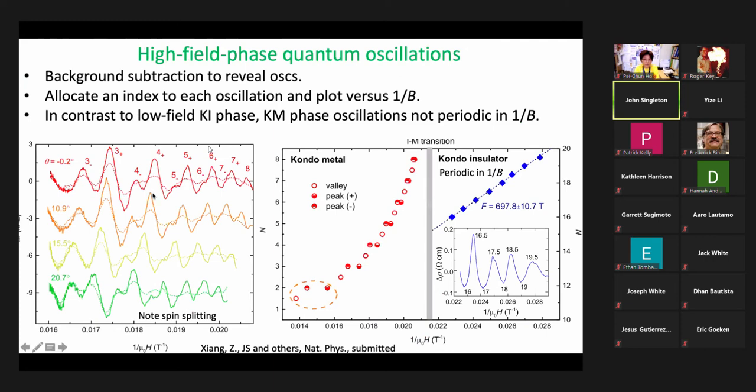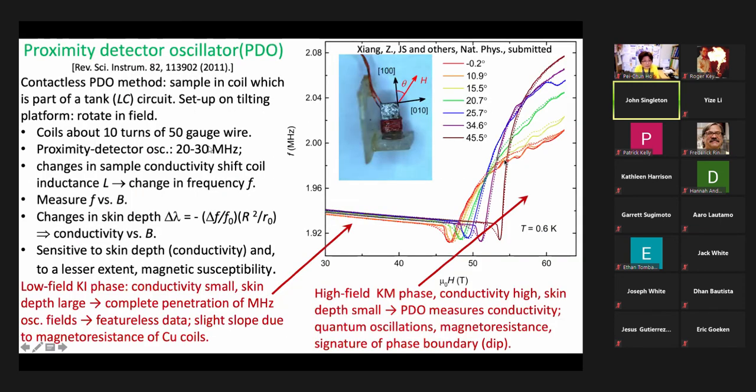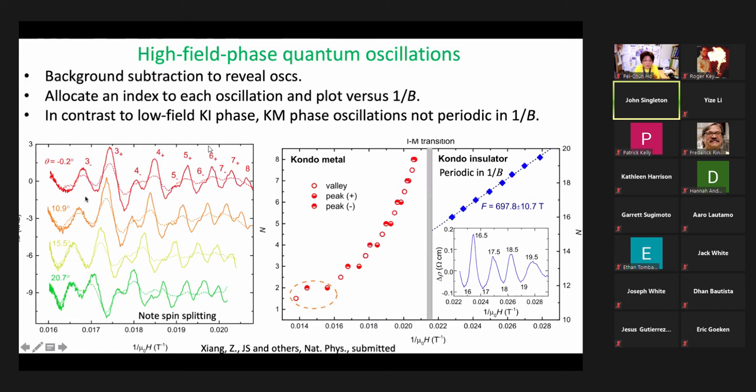So here are those oscillations. We get them by fitting a function to the background shape of these curves here, and then what's left is these oscillations. And this is again plotted as 1 over magnetic field. And notice now that the oscillations are turning out not quite periodic in 1 over magnetic field.